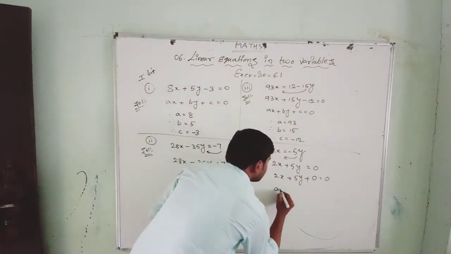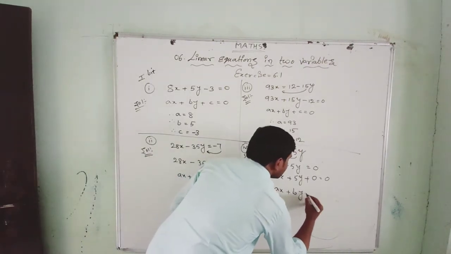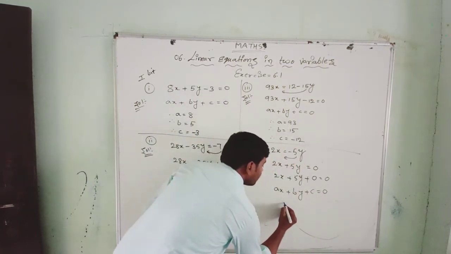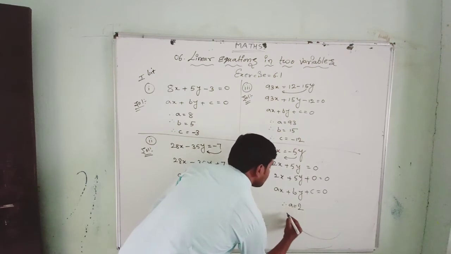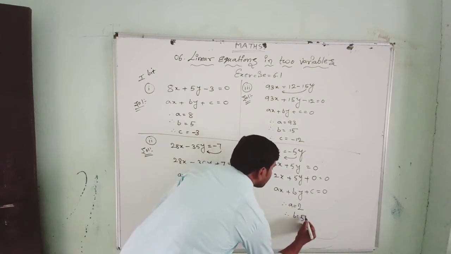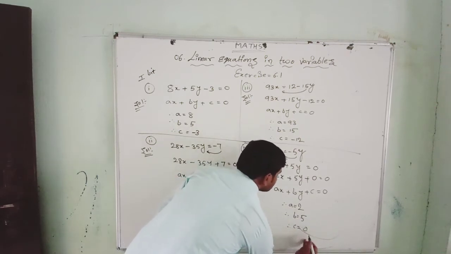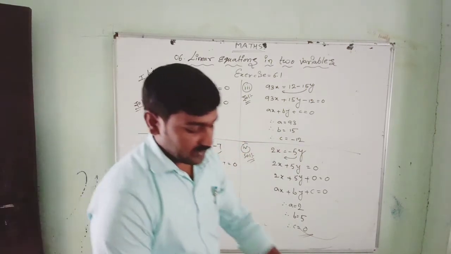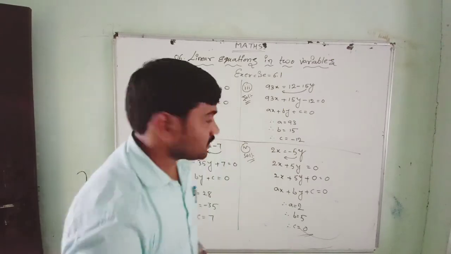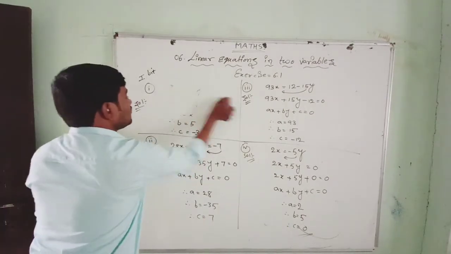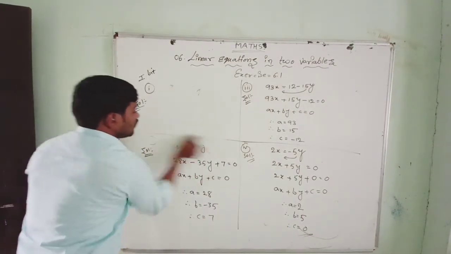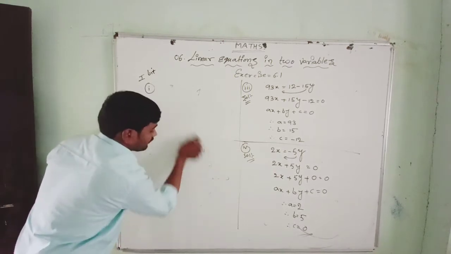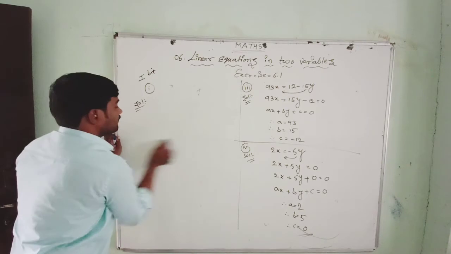Now you can compare with the general form of linear equation in two variables, that is ax plus by plus c equal to 0, where you can compare now a equal to 2, b equal to 5 and c equal to 0. There is no c value. So in this way we can complete this. Now the three more questions are left in this. Let us try to solve that also. Then exercise number 1 will get complete.